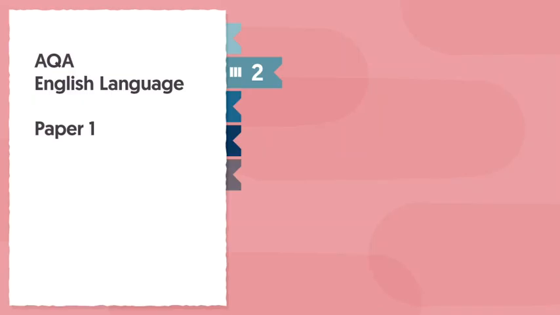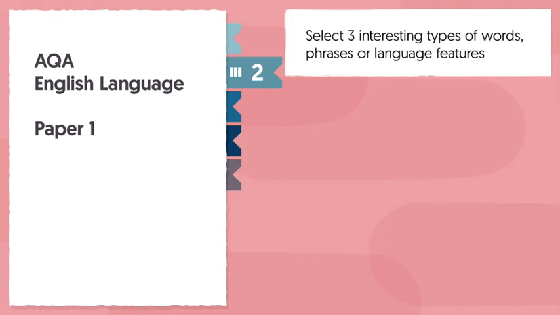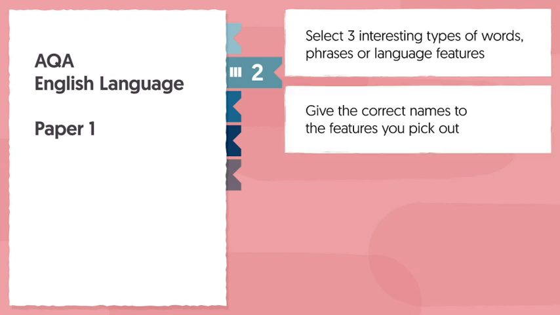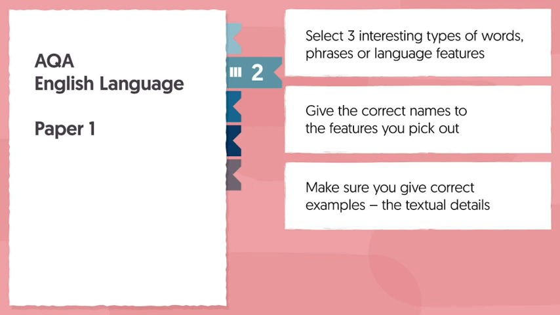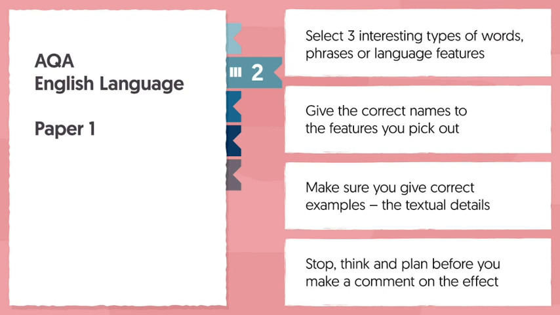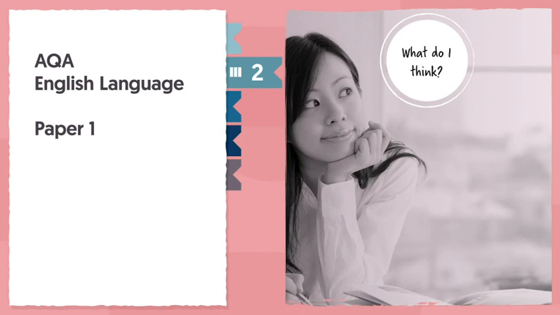We'll leave it there. To round up, to be successful on AQA Paper 1 Question 2, select around 3 interesting types of words, phrases, or language features from the extract you're given. Give the correct names to the features you pick out, and make sure you give correct examples, the textual details. Then, stop, think, and plan before you make a comment on the effect of the features. Ask yourself, what do I think? What do I feel? What do I imagine?